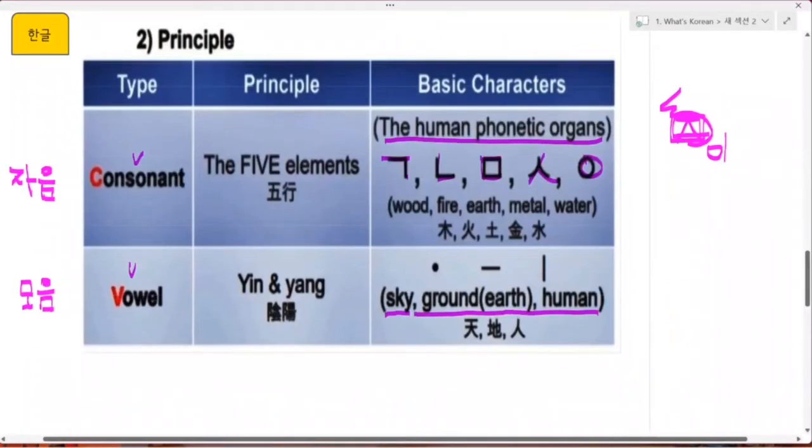And sky, ground or earth, and human. Okay.